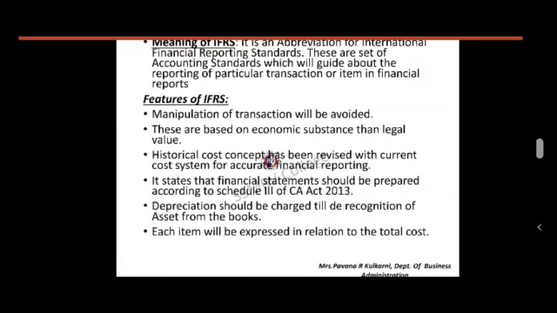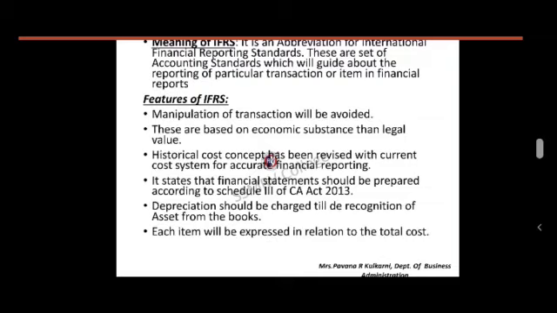We have completed the second unit, the financial statement analysis. Now we are moving towards the third unit. The unit heading is International Financial Reporting Standards. This unit is entirely theory. In this, you will be learning about the IFRS.